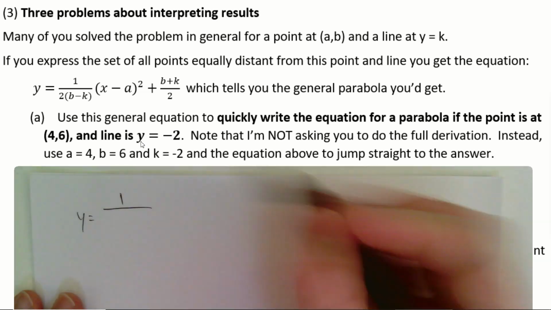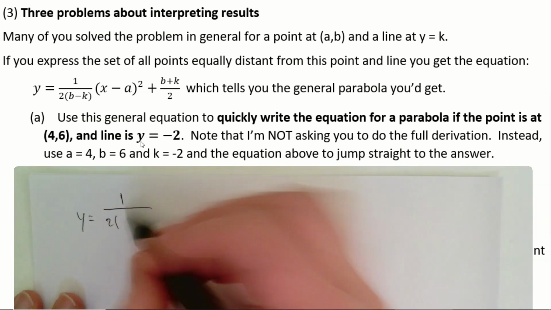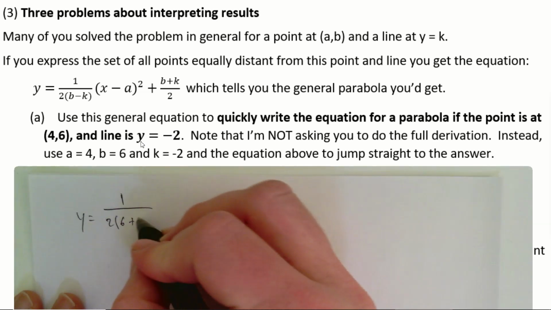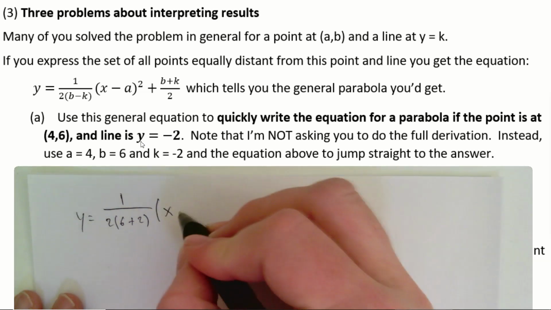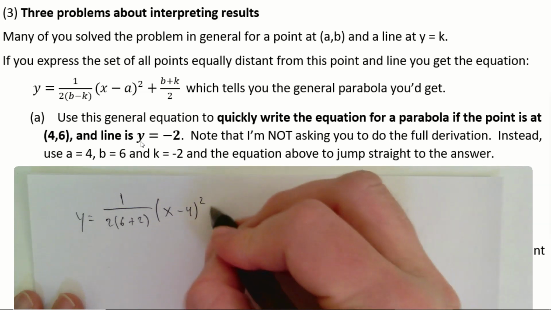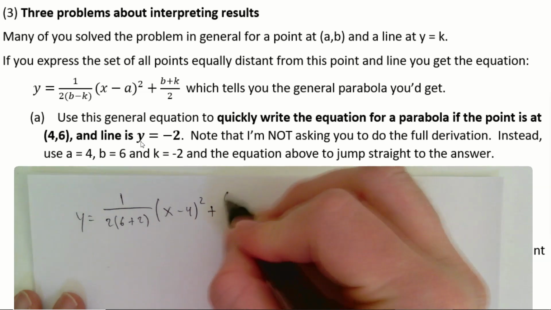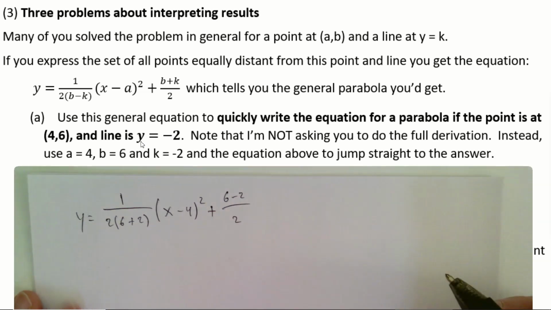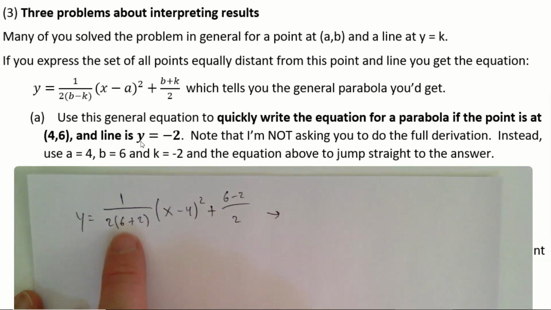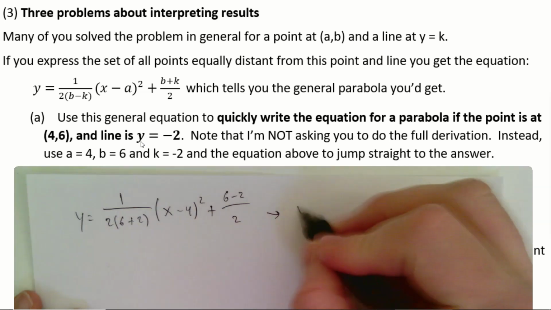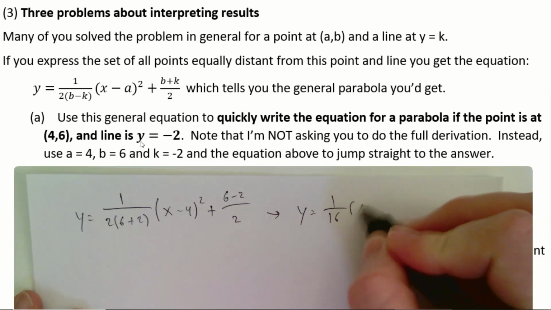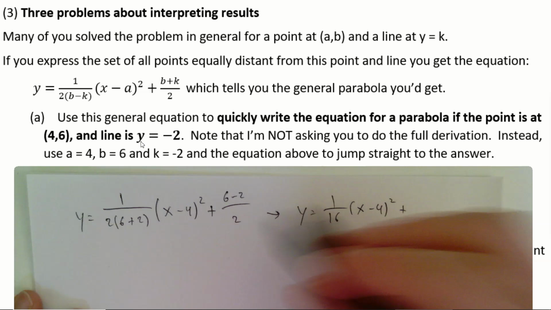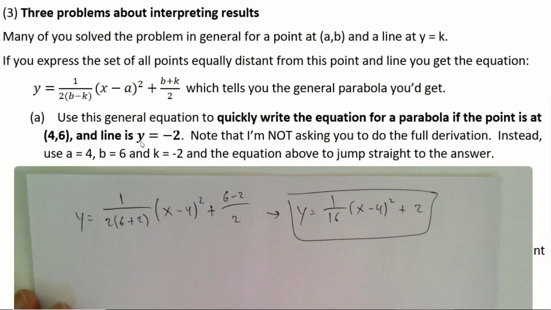I've got y equals 1 over 2 times, and then b is 6, and k is -2, so minus -2 is the same as plus 2. Then x minus a is 4, and then b plus k, so that gives us 6 plus -2 is like minus 2 divided by 2. So there I've just plugged everything in, and then in one more step we can simplify. So that's 8 times 2 is 16, x minus 4 squared, and then here we've got 6 minus 2 is 4 divided by 2 is 2. So there we go.